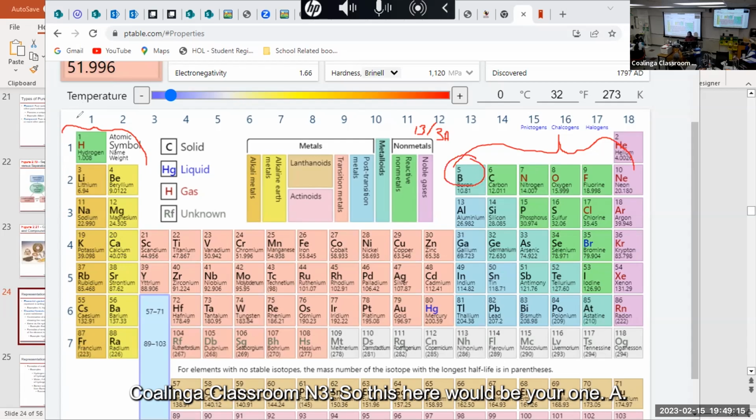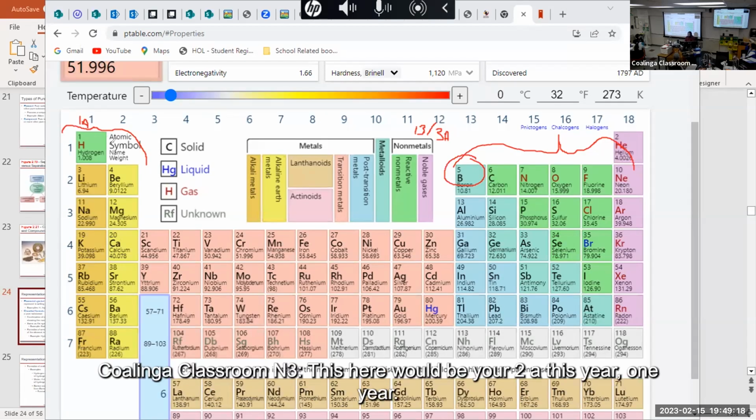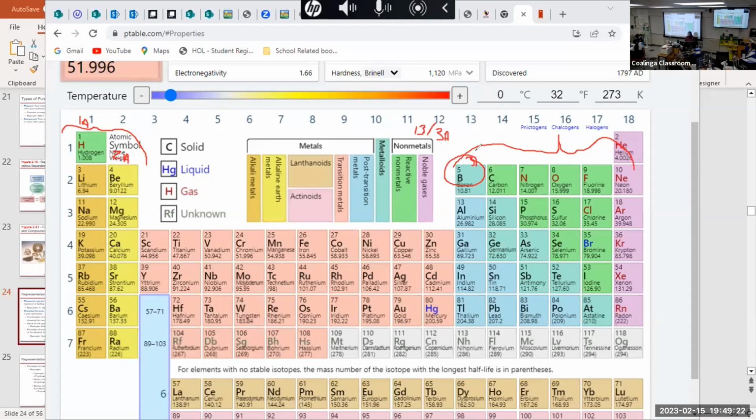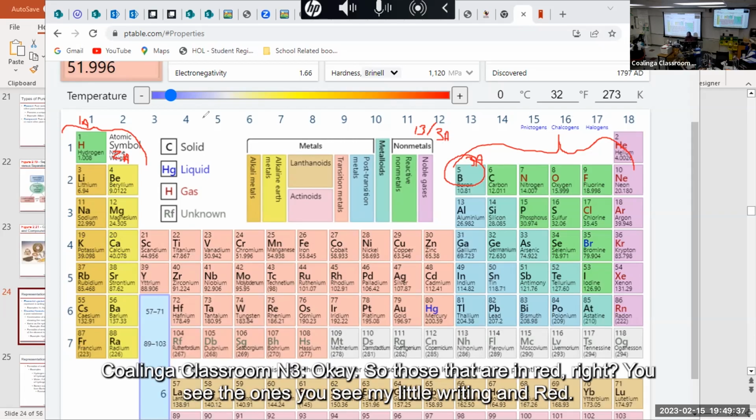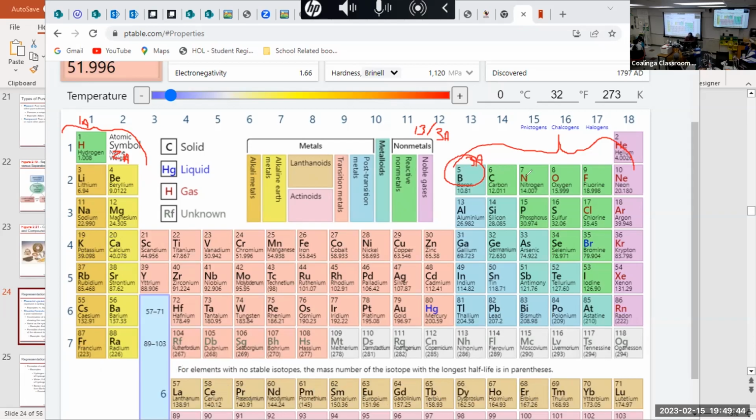So this here would be your 1A. This here would be your 2A. This here would be your 3A. Okay? You guys have that. Okay, so the main group, those that are in red, right? You see my little writing in red? Everybody sees this? What's my writing in red?